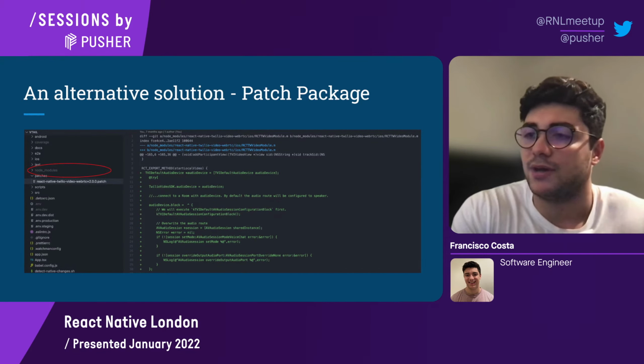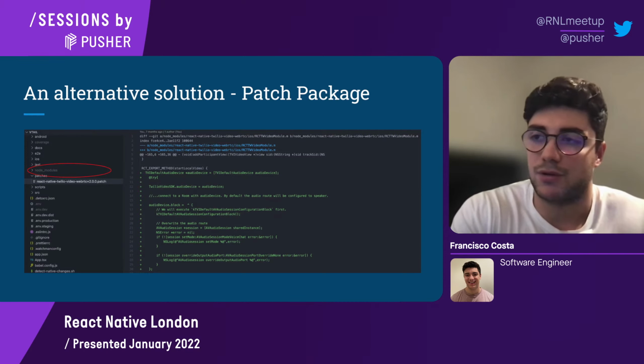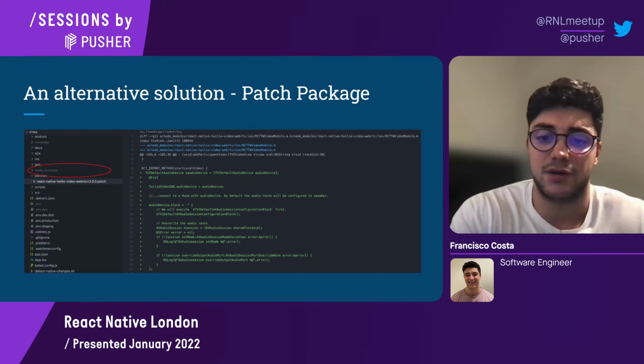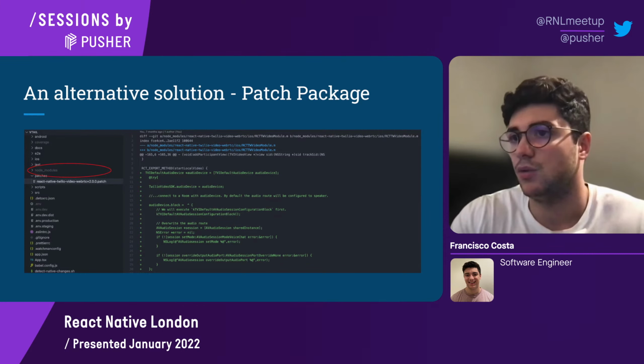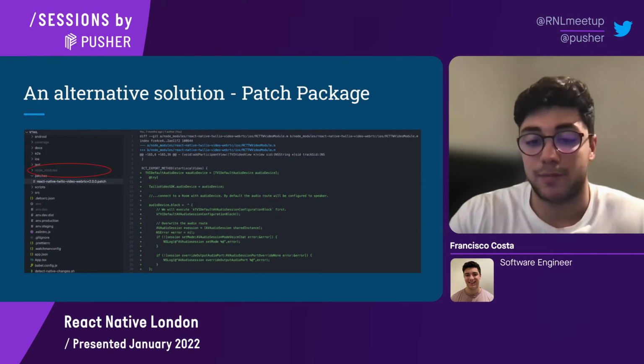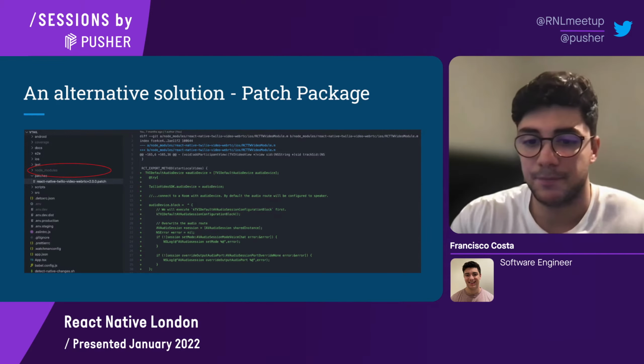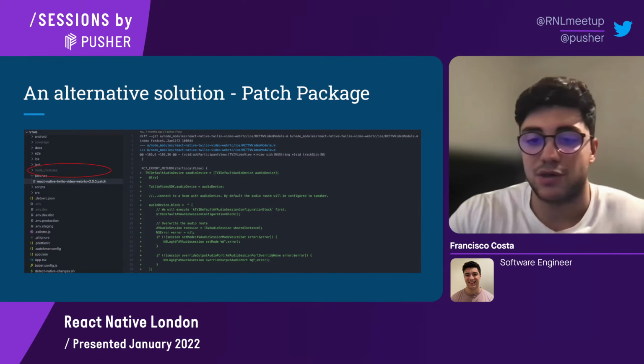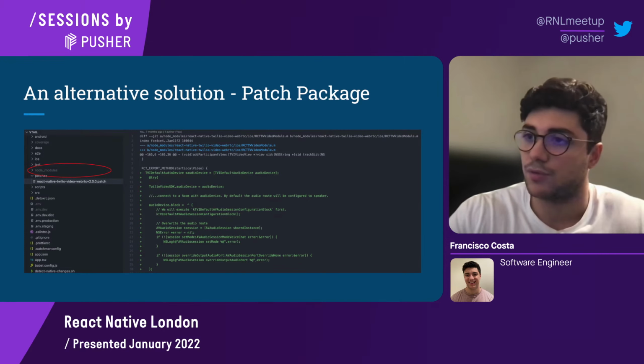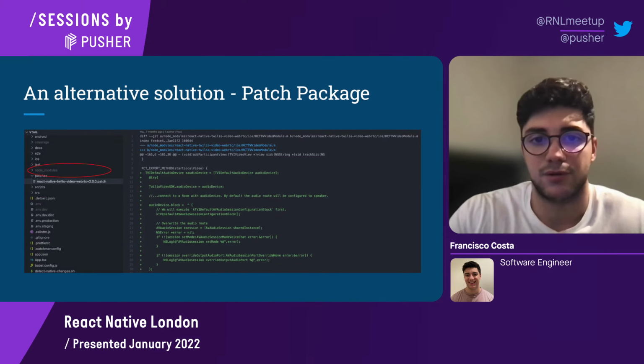Patch package is a library that essentially allows you to go into your node modules and edit any of the code you see there. It will create a .patch file for you, and it will log all of your changes, kind of like a git log. And then these changes will be inserted into your files, into your project after yarn is run.